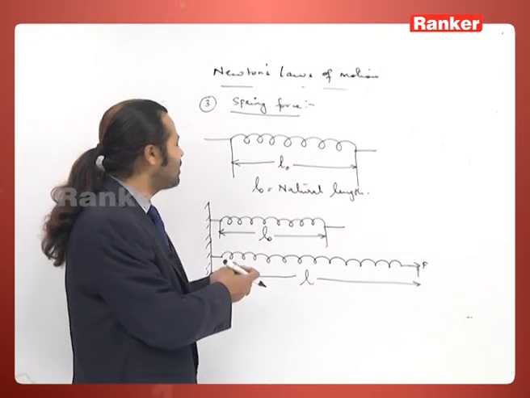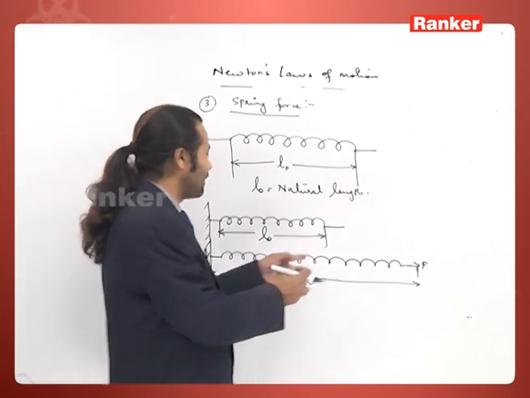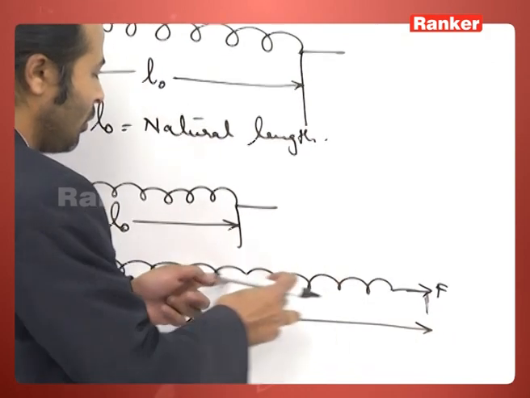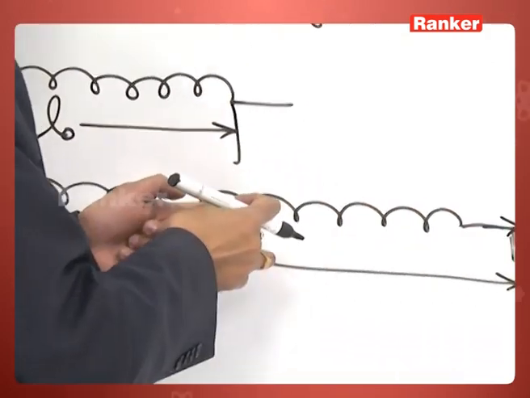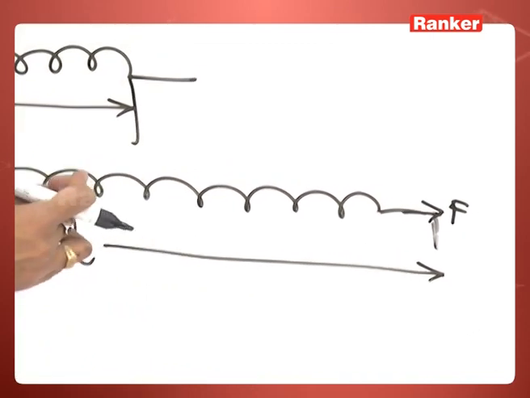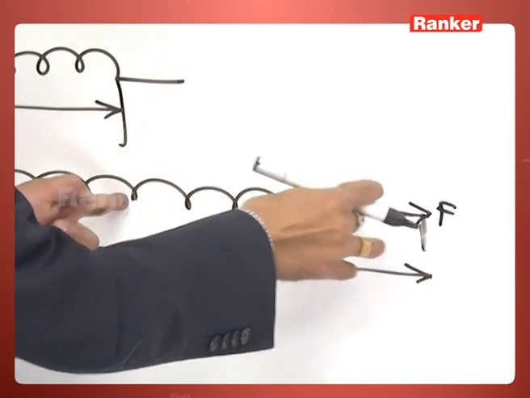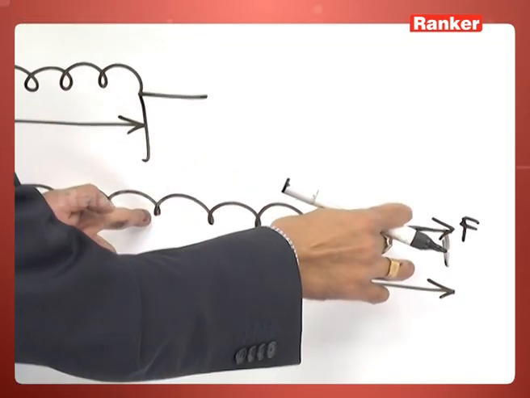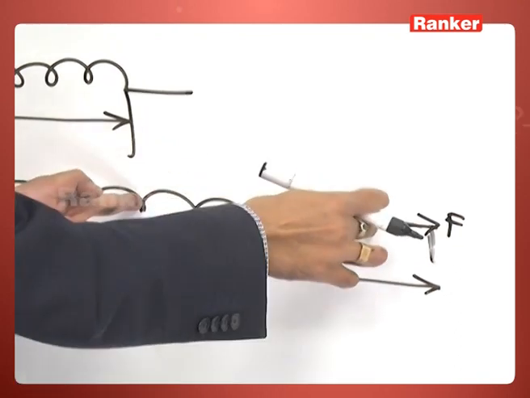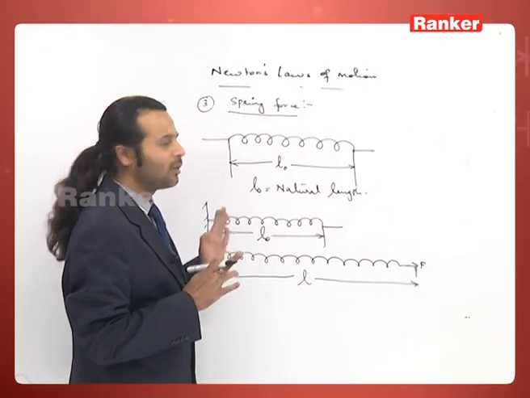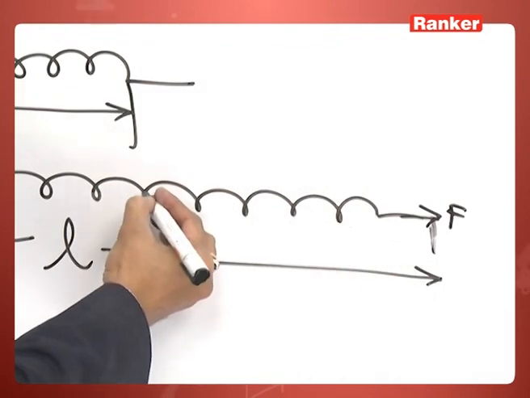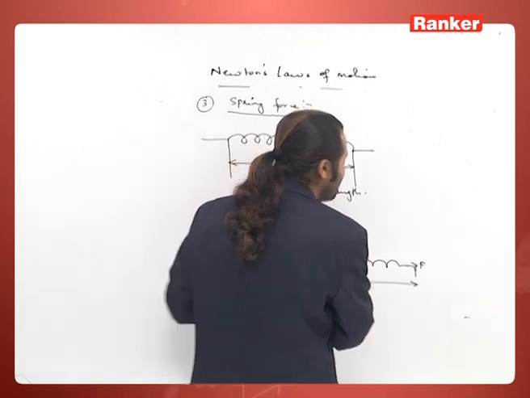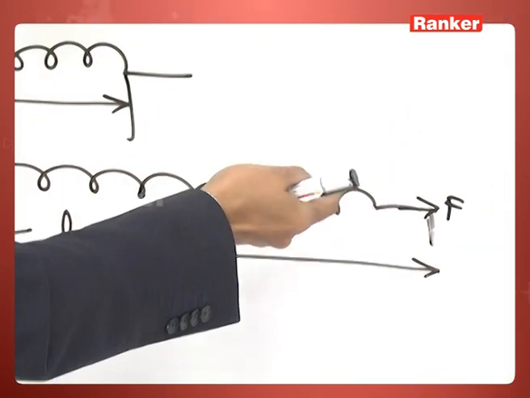Now if I ask the spring, it will say that I am in a vibrational state because this part of the spring has been extended. That means if I am able to bring back this part of the spring, then I will be at my natural length. Now the spring will apply a force when I am trying to pull this spring with a horizontal force F as shown.